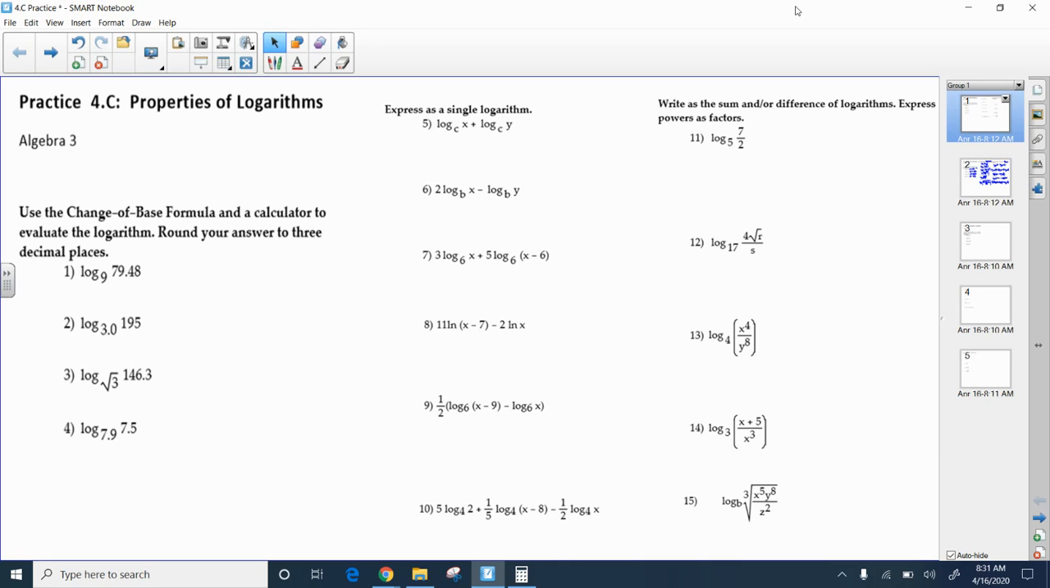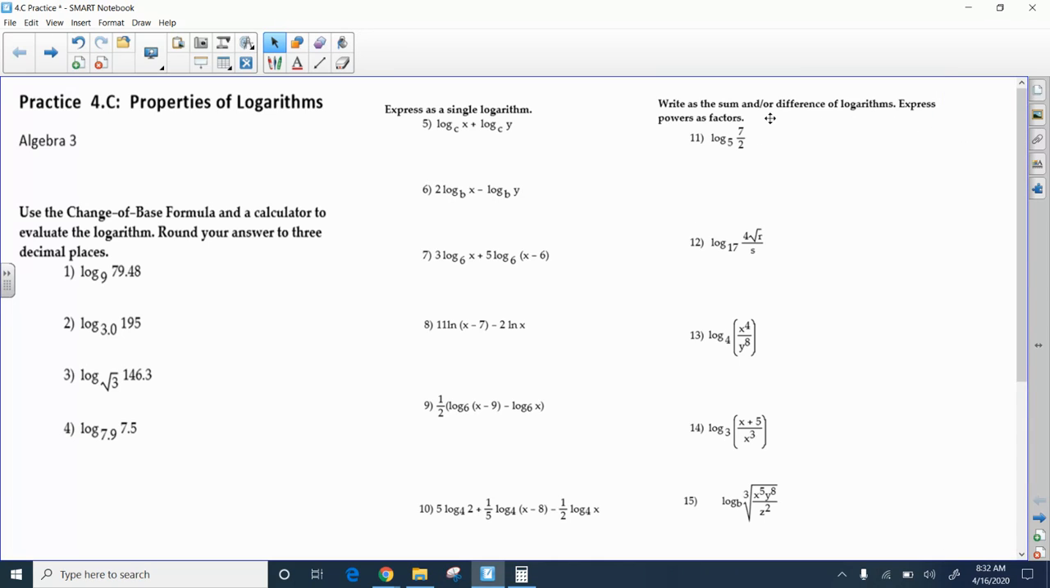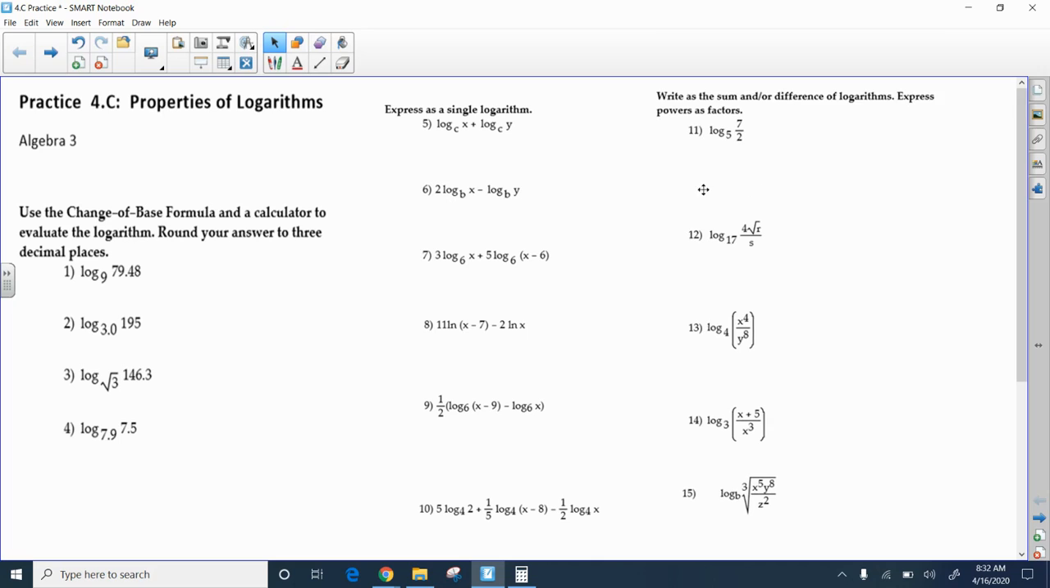The first set, these first four here, you are using the change of base formula and a calculator to evaluate the logarithm. So look that change of base formula up in your notes if you need to. Then these next set of problems, 5 through 10, says express as a single logarithm. So that means condense using the properties. And then these last ones here, write as a sum or difference of logarithms. That means we're trying to expand.